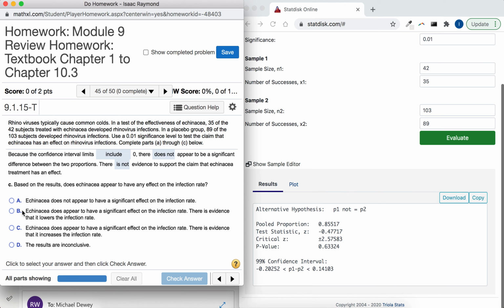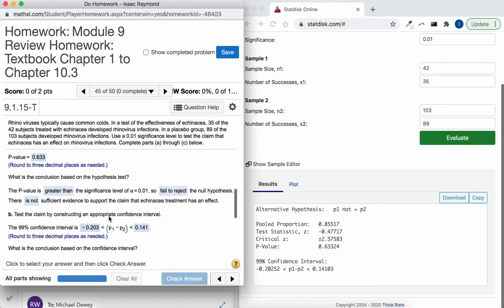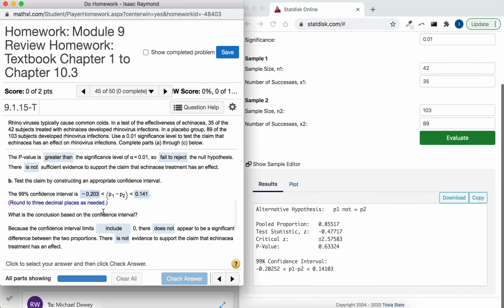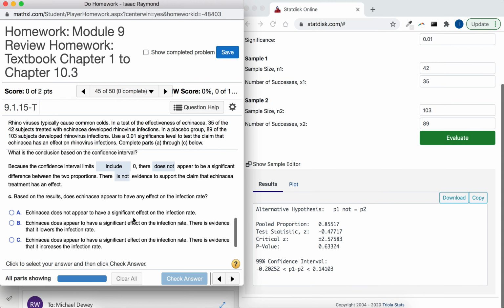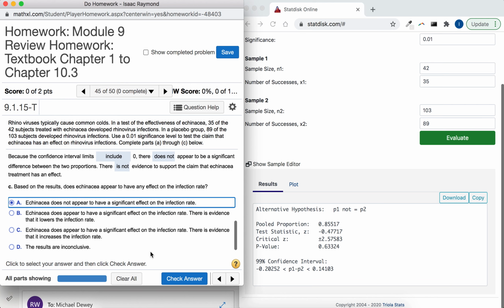Does it appear to have any effect? We're saying, with the p-value, and if it's a two-sided hypothesis, the p-value and the confidence interval will always agree. They're both saying no effect, no statistically significant evidence. So it does not appear to have a significant effect on the infection rate.